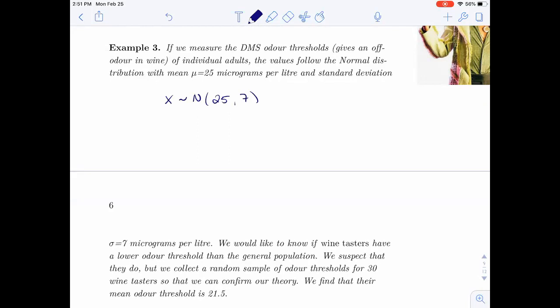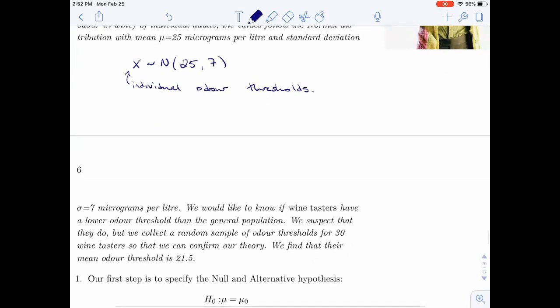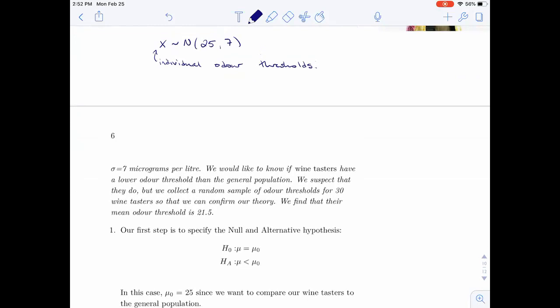I'll just say X is individual odor thresholds. If possible, my writing got worse over the break. It's possible.